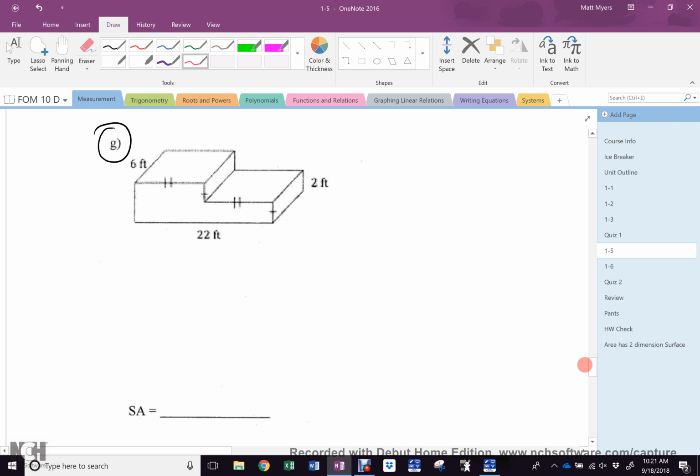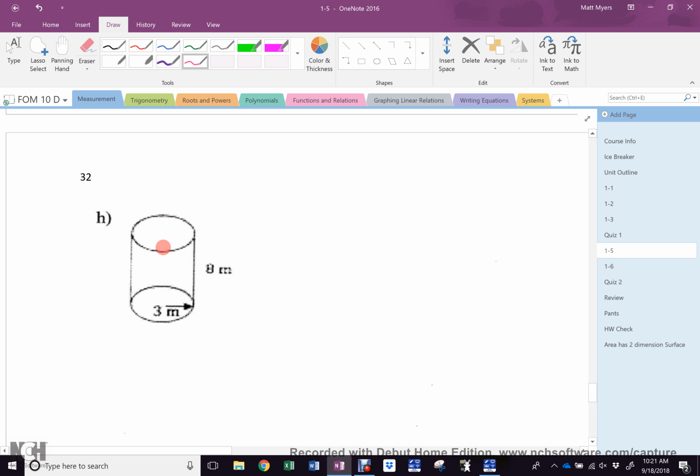And lastly, is this one single figure? Yeah. So is there a formula for it? Yeah. And it's right on your sheet. Surface area of a cylinder is 2 pi r squared plus 2 pi r h. 2 pi, what's the r? 3 squared plus 2 pi, what's the r? 3, and what's the h?